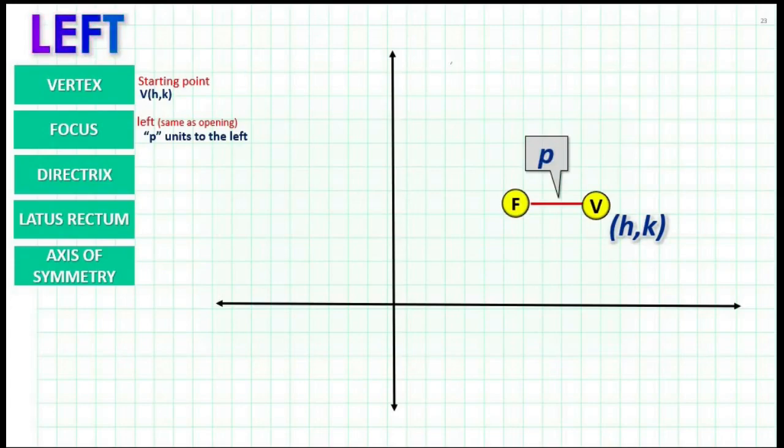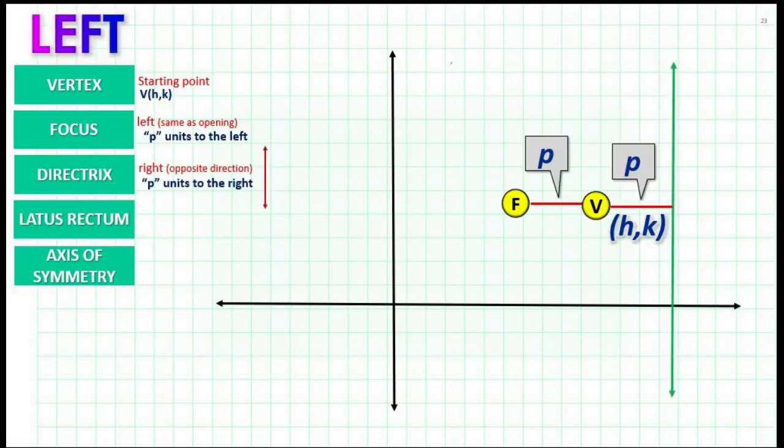After the focus, next is the directrix, and we move in the opposite direction, this time p units to the right. And since this is a parabola that opens to the left, the directrix has the same orientation as the one we graphed a while ago for the parabola that opens to the right. So it is a vertical line.